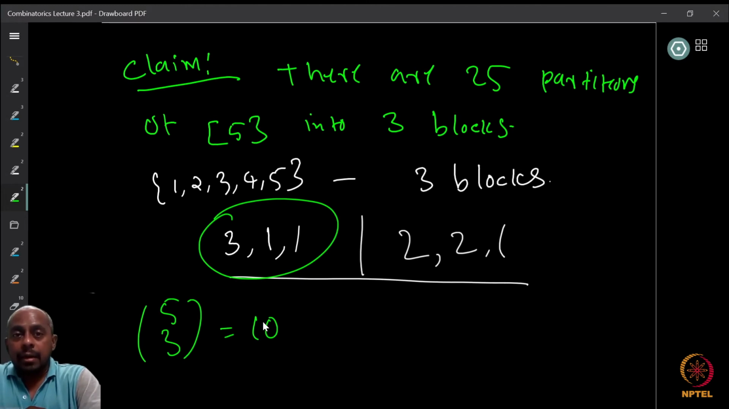Then we have only one choice: take the remaining 2 elements as singletons. 3 elements are already gone, the remaining 2 must be singletons, and there is no choice there. So we have exactly 10 possible ways to do this.